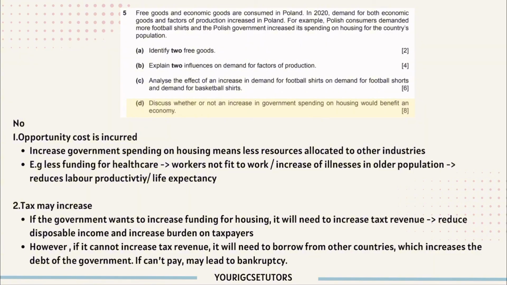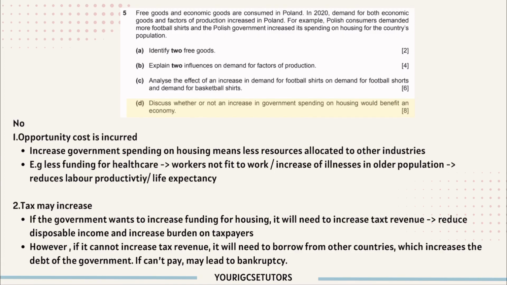Also can. Second, tax may increase. So if the government wants to increase funding for housing, it will need to increase tax revenue. So this will reduce disposable income of people and increase burden on taxpayers.